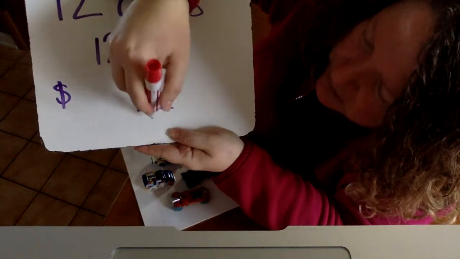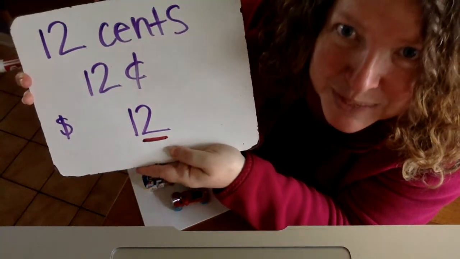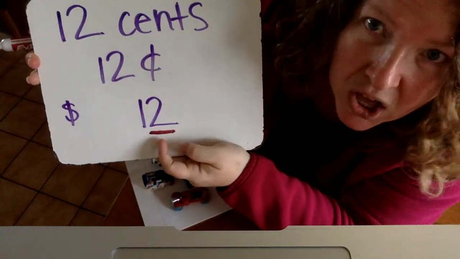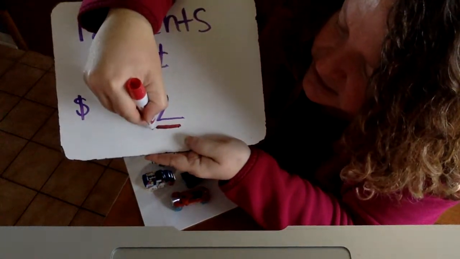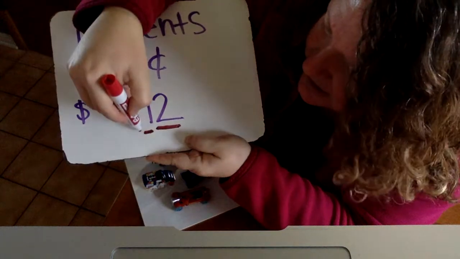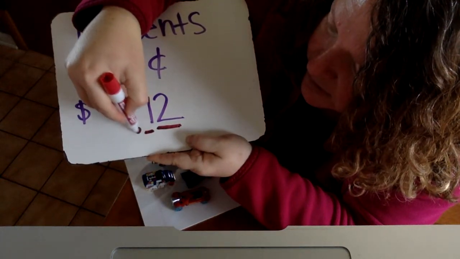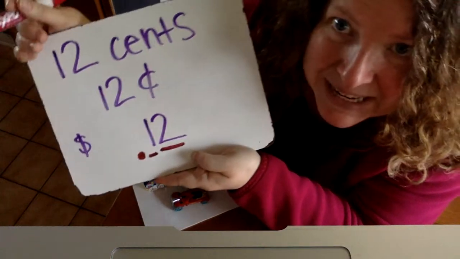So that right there has to be the hundredths place. If that's the hundredths place, the cents place, then this has to be the tenths place. And what would be next? A decimal point. And we can't leave that decimal point just hanging out in the middle of nowhere.